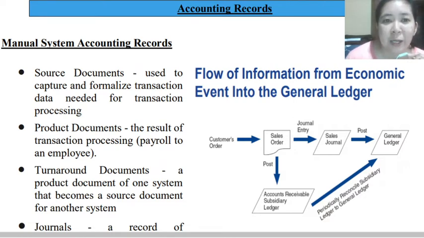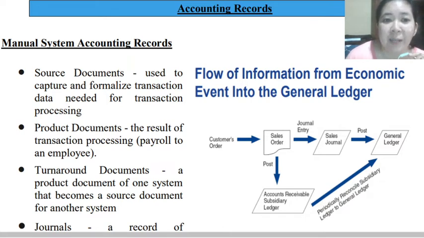When we say source documents, normally these are used to capture and formalize transaction data needed for the transaction processing, or in other words, these are the source or the proof that a transaction really did happen. Okay, it's an evidence of a transaction. Okay, so aside from the source documents, we also have the product documents. So what are product documents? These are the result of the transaction processing.